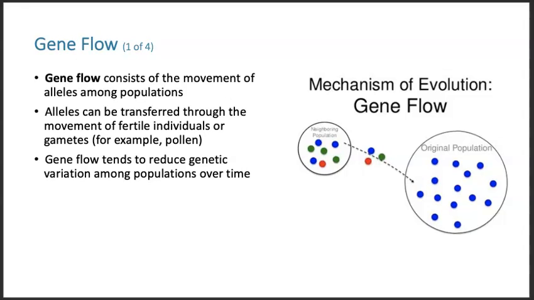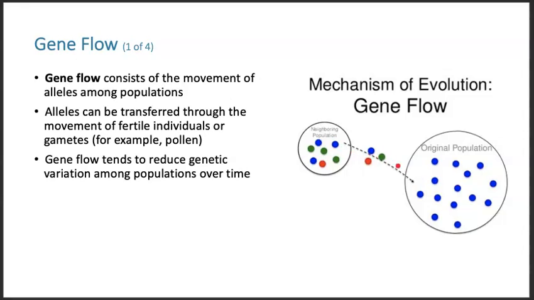Okay? So with gene flow, alleles can be transferred through either the movement of individuals or the movement of gametes. Now, in humans, we don't think of our gametes as moving separate from us, but with plants, that does happen. Pollen can blow around a lot, and so that pollen can go from one population to another by itself. Gene flow, unlike genetic drift, tends to reduce variation among populations.